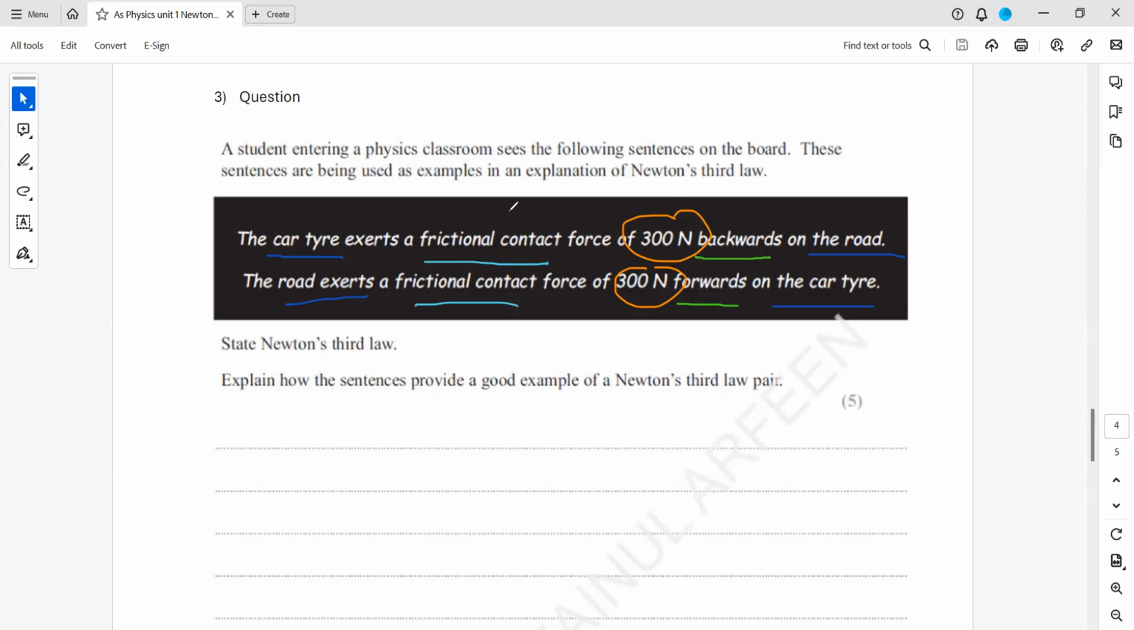So state Newton's third law and just list these points, like mentioning the car exerts force on the road, as a result the road exerts force on the car. The car exerts a backward force on the road, so the road exerts a forward force on the car, opposite direction. They are the same magnitude and they are the same type, as both are frictional contact forces.